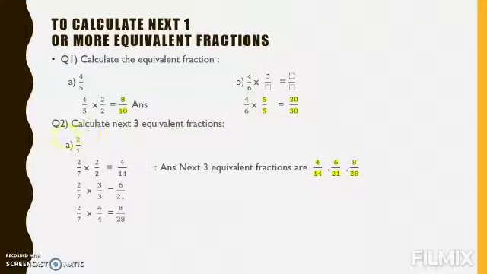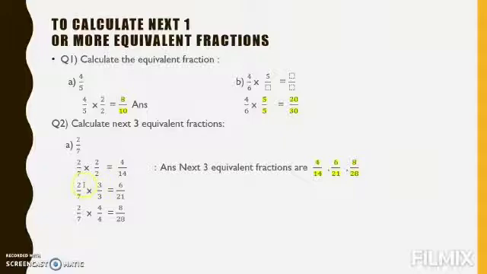Now let us see question number 2. Calculate the next 3 equivalent fractions of 2 by 7. To find out the next three equivalent fractions, we will write 2 by 7 three times like this here. And to find the first one, we'll multiply it by 2 upon 2. So 2 2s are 4 and 7 2s are 14.